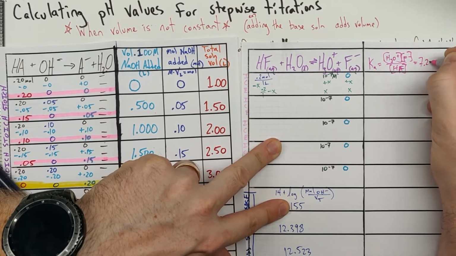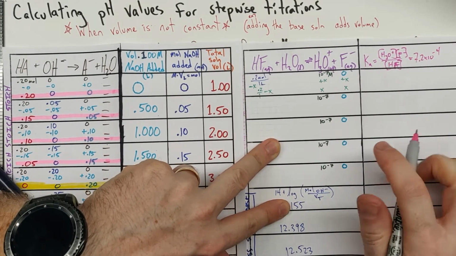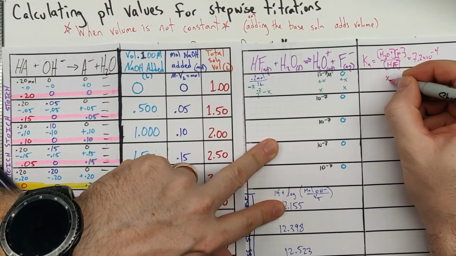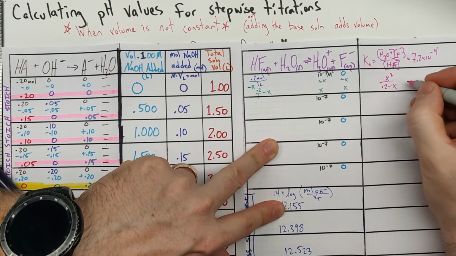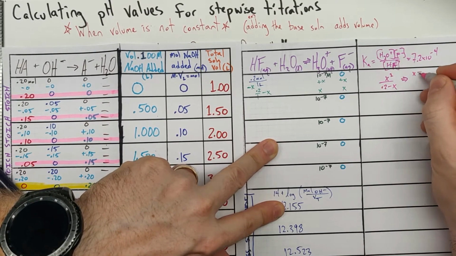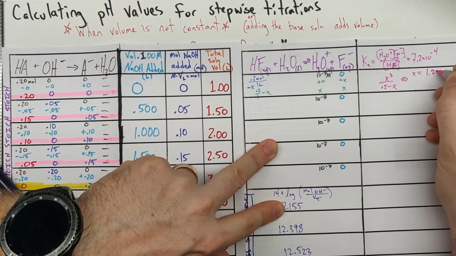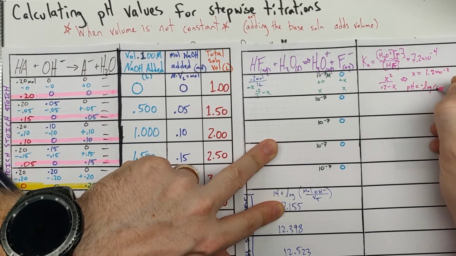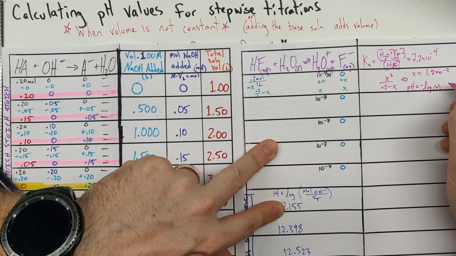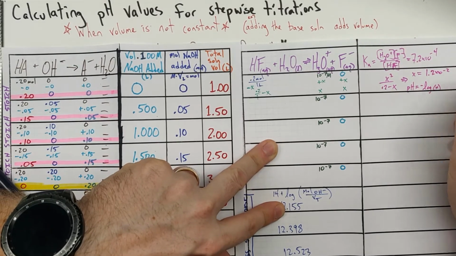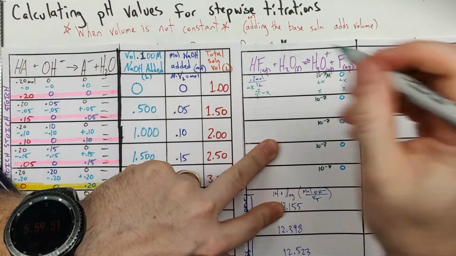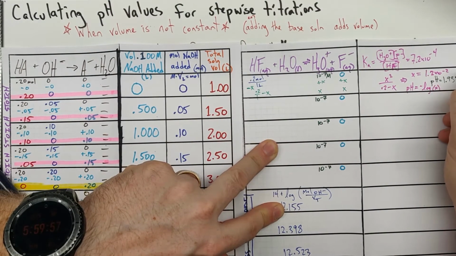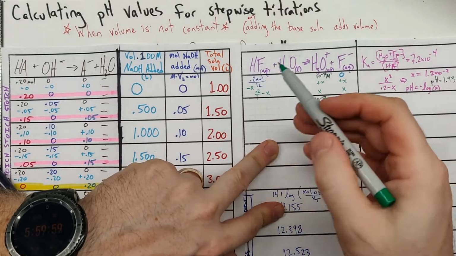And we know that's 7.2 times 10 to the minus 4. And then when we do this calculation, we just plug in x squared over 0.2 minus x, which gives us an x value of 1.2 times 10 to the minus 2, and the resulting pH as the negative log of x, that is 1.934. In fact, I'll just write that in a different color. pH 1.934. All right, same as before, because before it was in 1 liter.